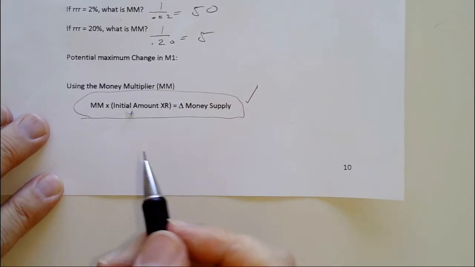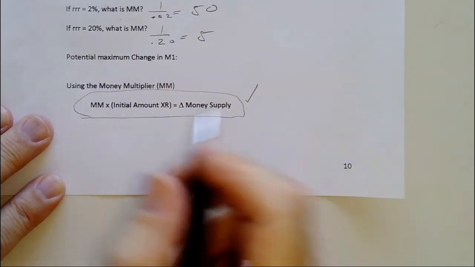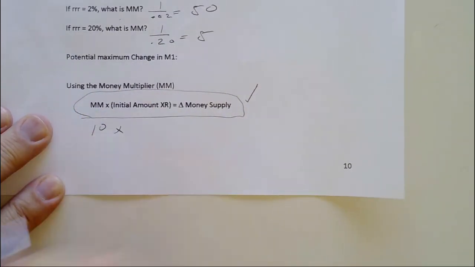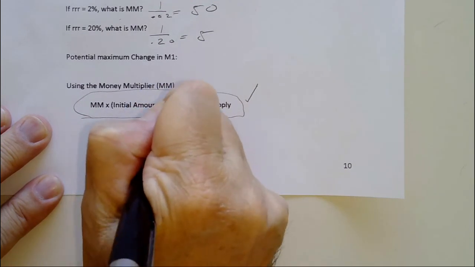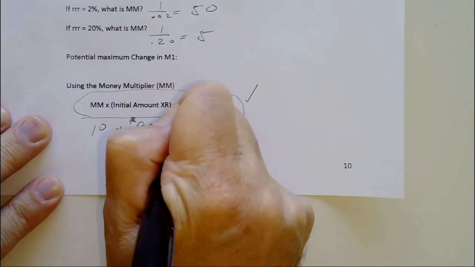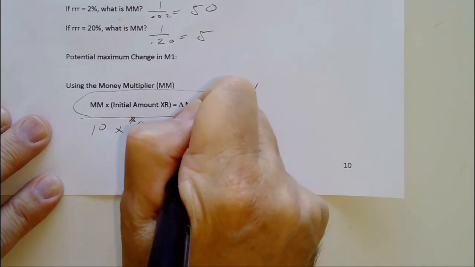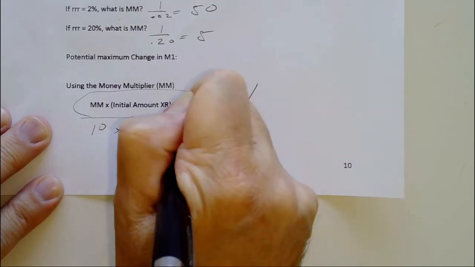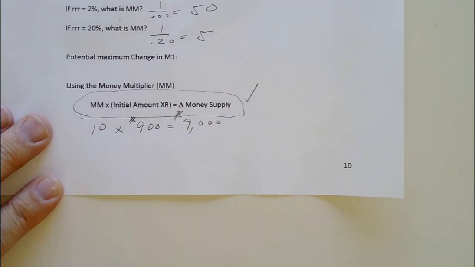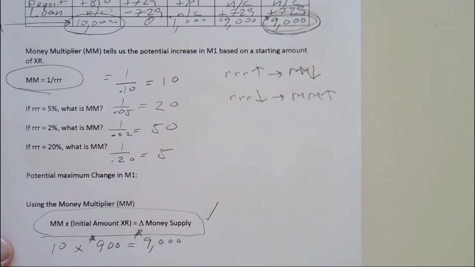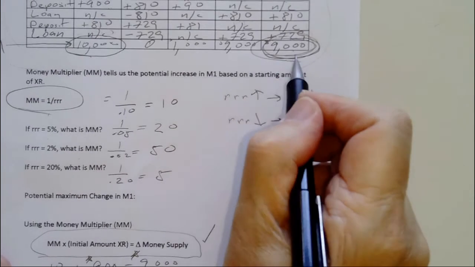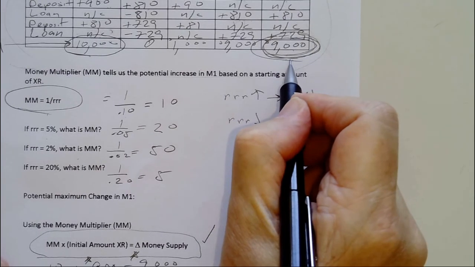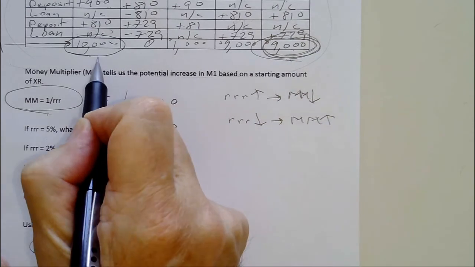So in the case we had up here, the money multiplier we calculated was 10. The initial amount of reserves from that deposit was 900, right? So the potential increase in the money supply would be 10 times 900 or $9,000. And that's why I knew that number there is going to be 9,000. We started with 1,000, we ended up with 9,000 more for a total of 10,000.